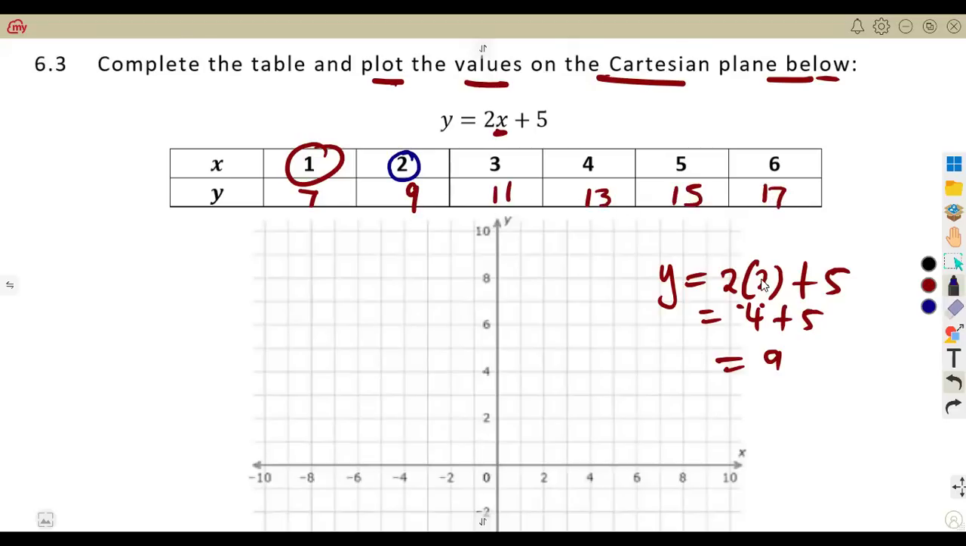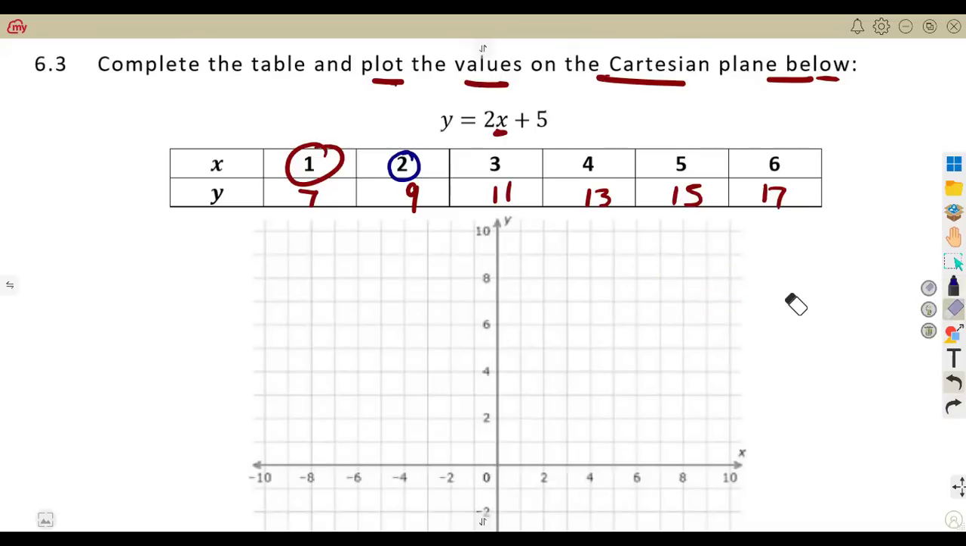So I want you to substitute in place of x where this number is. You substitute a 3, you substitute a 4, you substitute a 5, you substitute a 6. You're going to obtain these values. You can also use your calculator. So they wanted you to draw or to plot this graph, to plot these values. But if you check the values of y that we have there, 7, 9, 11, 13, 15, 17.